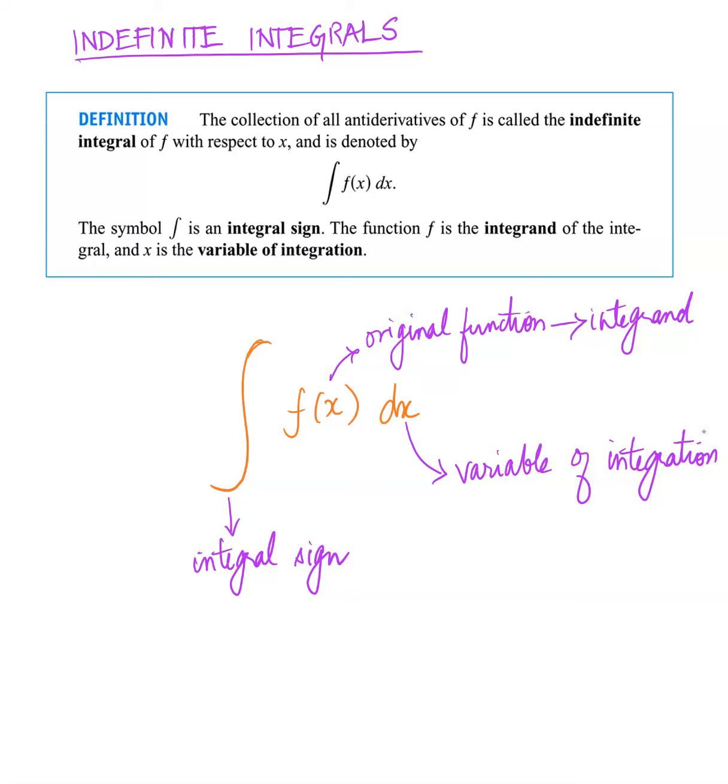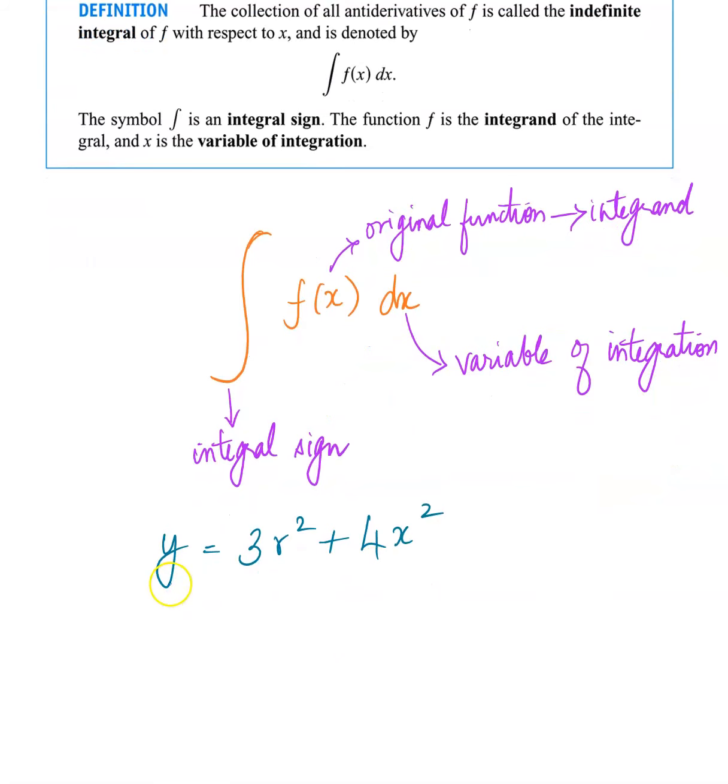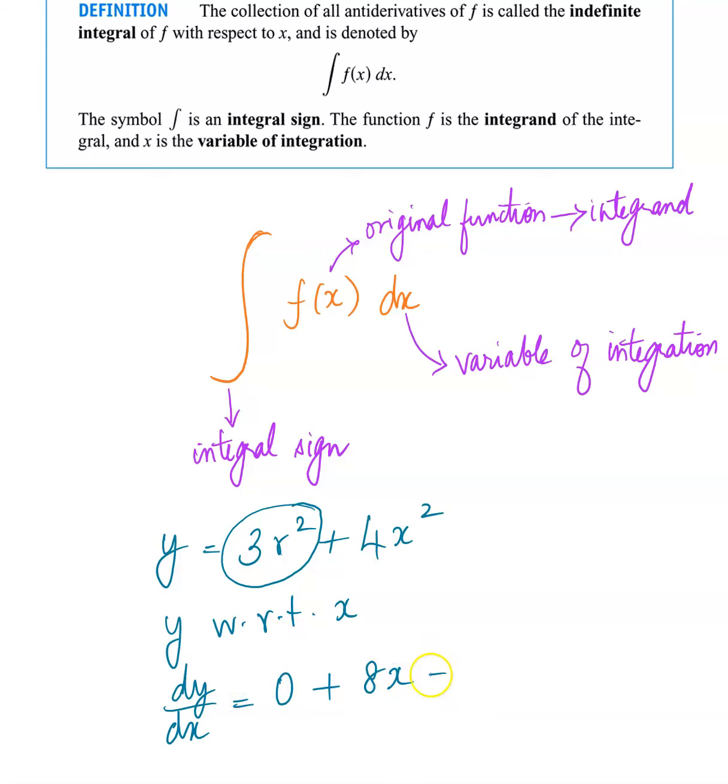And again, this is super important because if you go back to derivatives, we said derive y with respect to x, and with respect to which variable really matters. Because let me say y equals 3r squared plus 4x squared. If I said derive y with respect to x, then you're free to treat this r, which is another variable, as a constant. So dy over dx will be 0 plus 4 times 2, 8x. So the answer is 8x.